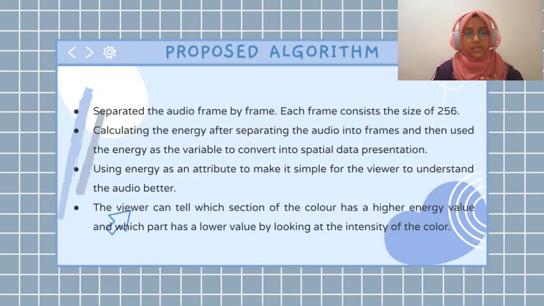I separated the audio frame by frame, and each frame has a size of 256. I calculate the energy after separating the audio into frames, and then use the energy as the variable to convert into spatial data representation. Using energy as an attribute, I made it simple for the viewer to understand the audio better. The viewer can tell which section of the color has higher energy value and which part has a lower energy value by looking at the intensity of the color.